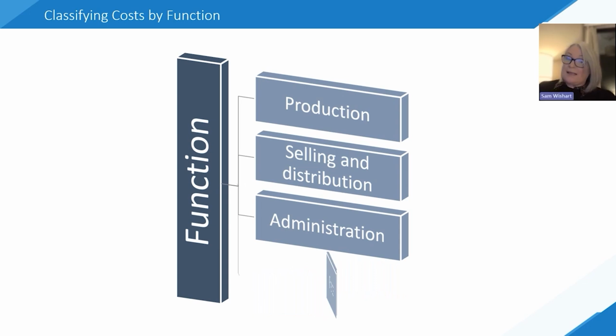So production costs will include wages of staff making the product or providing the service, as well as those supervising them. All materials used in the production process will be included, along with other costs relating to production, such as factory rent and insurance.